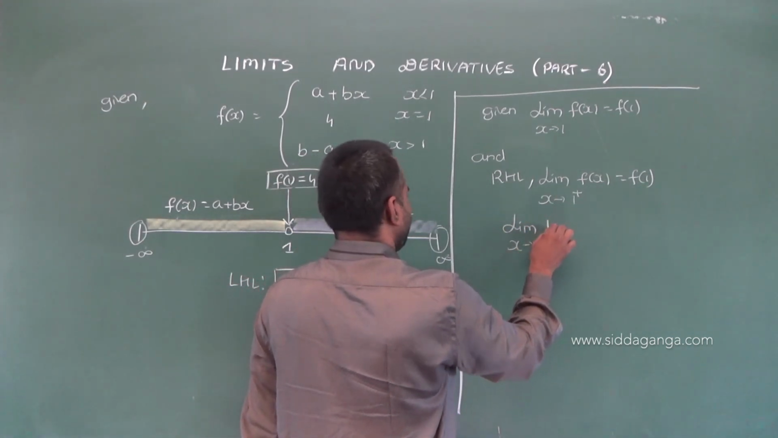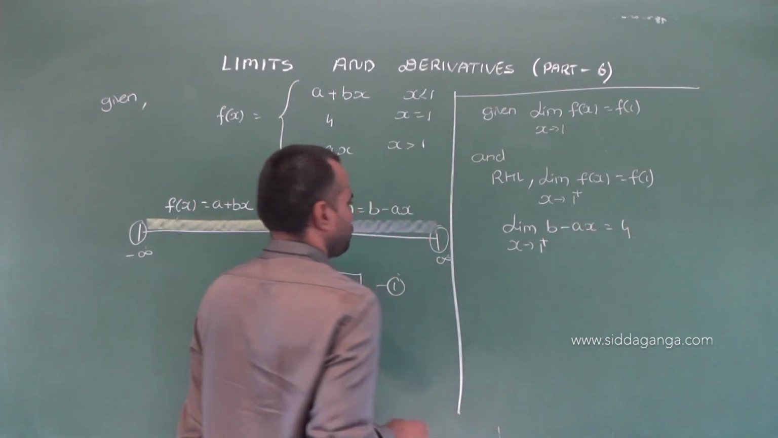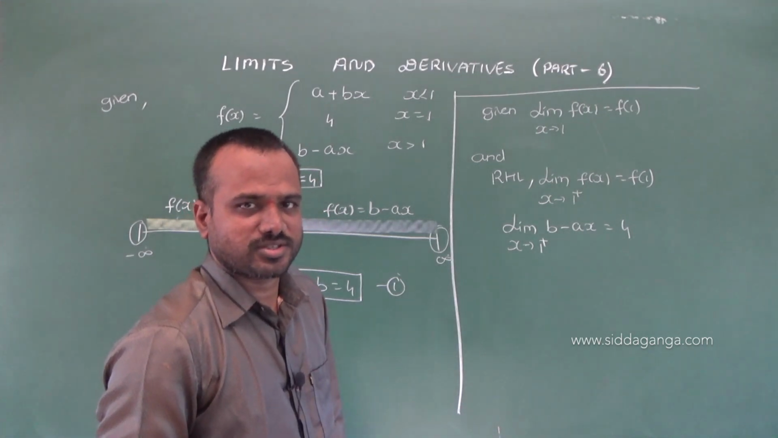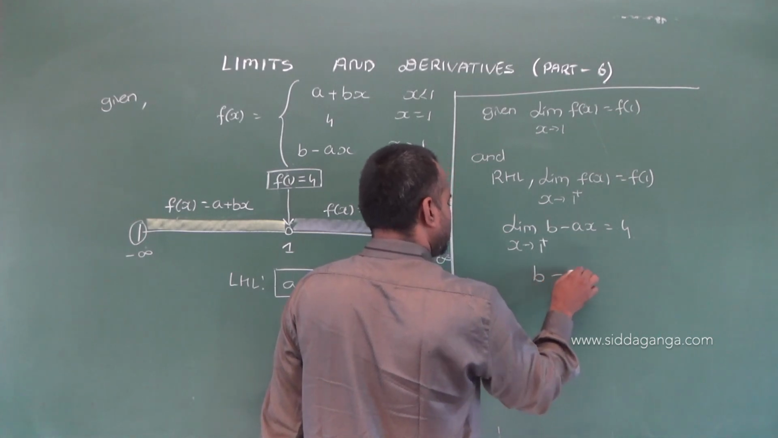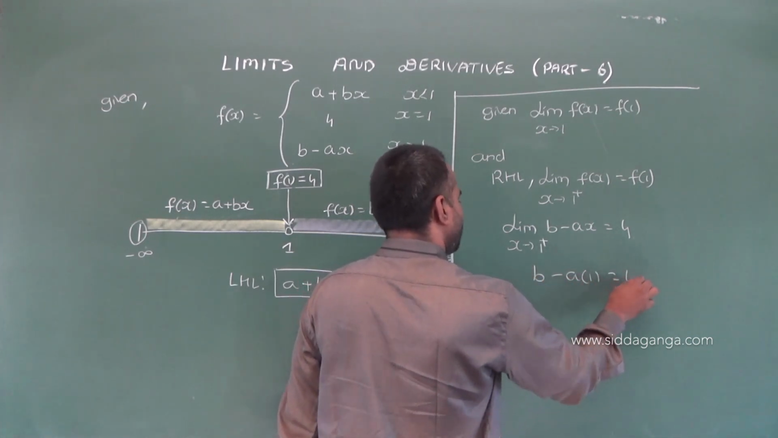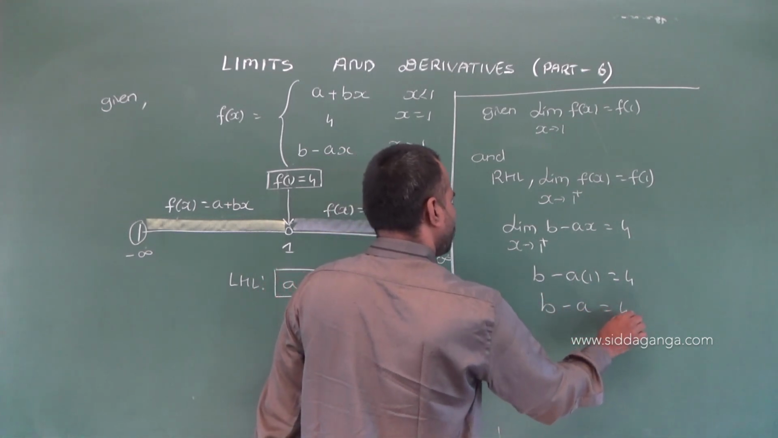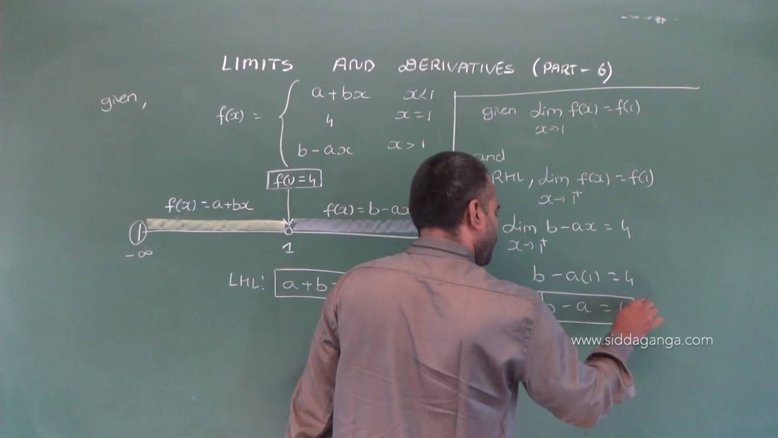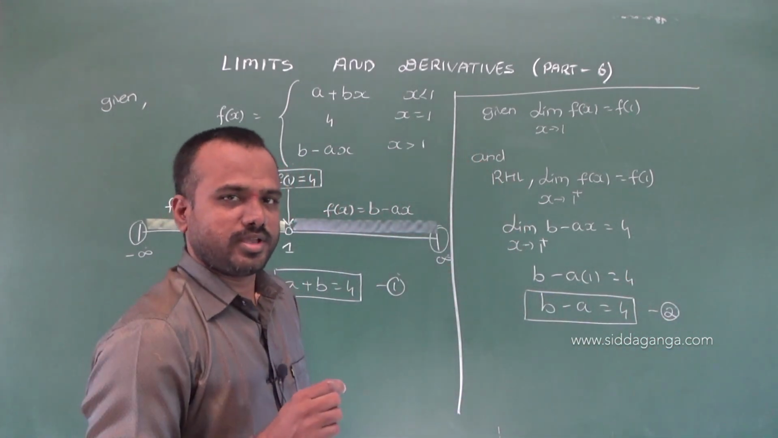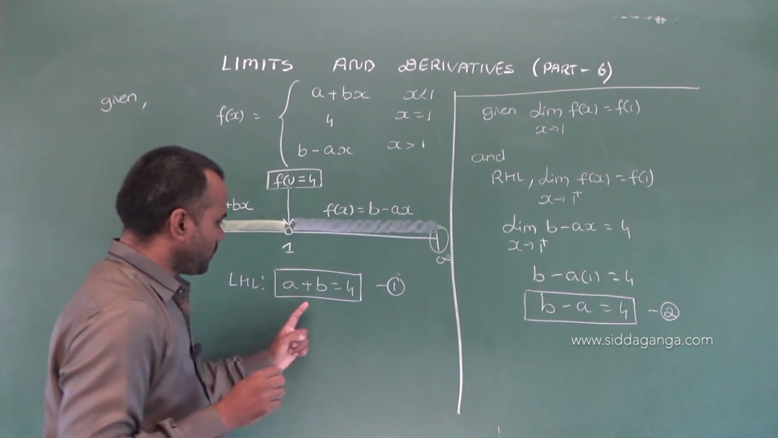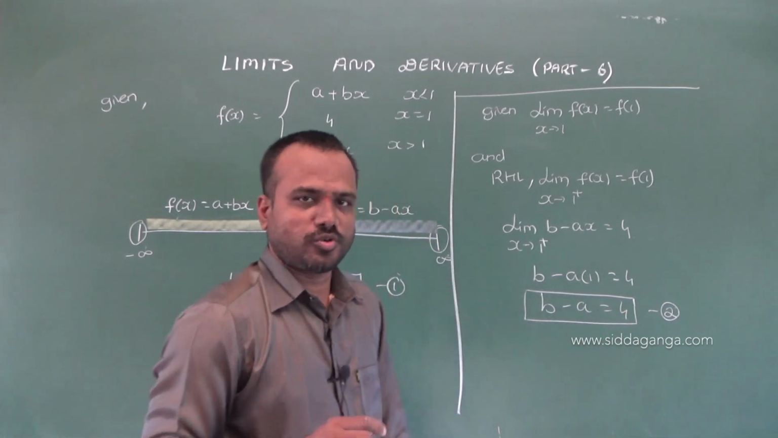1 plus (b minus a) into x is equal to 4. So (b minus a) into x is equal to what? 4. So substitute b minus a into 1, it is equal to 4. b minus a is equal to 4. Call it as 2. Equation 1: a plus b is equal to 4. Equation 2: b minus a is equal to 4.